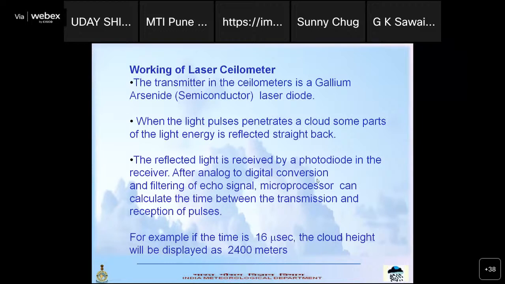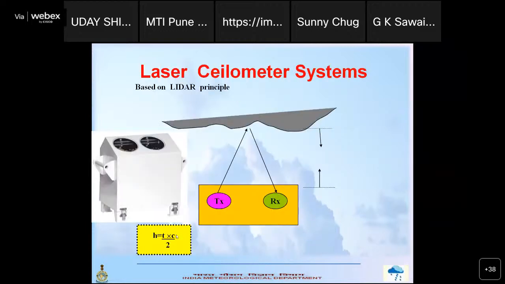After analog to digital conversion and the filtering of the echo signal, the microprocessor can calculate the time between the transmission and the reception of the pulses. For example, if you put the time of 16 microseconds into the formula, the cloud height will be 2400 meters, because c is the velocity of light, and we have to calculate here.